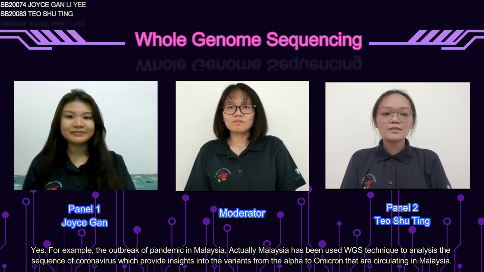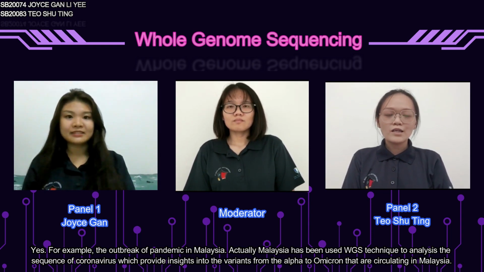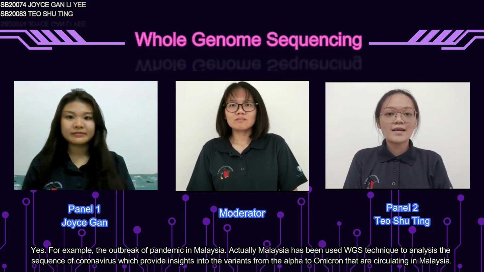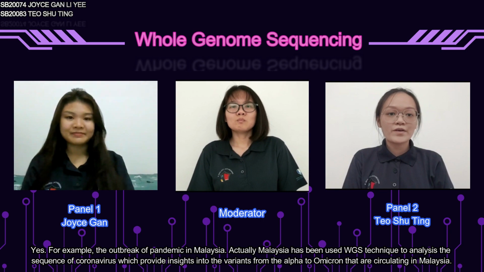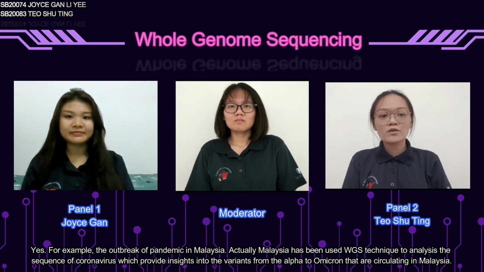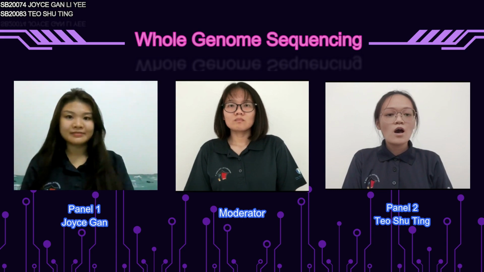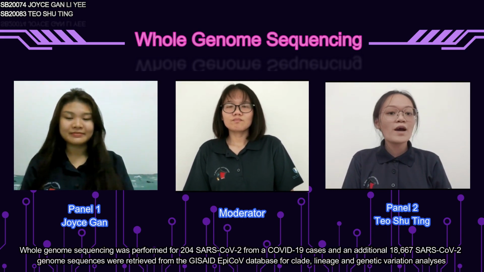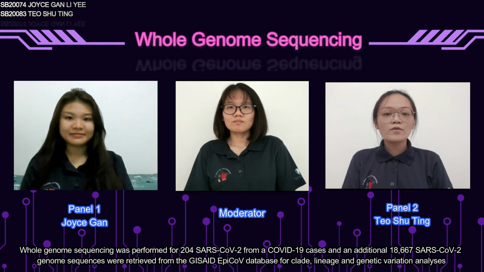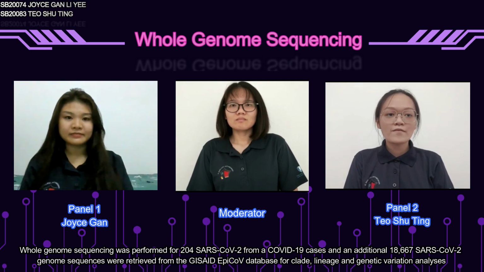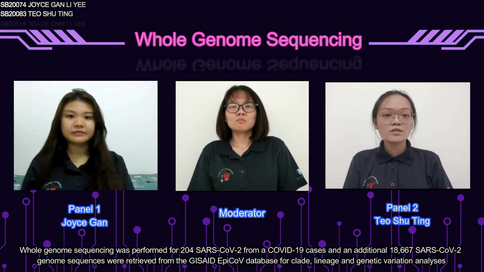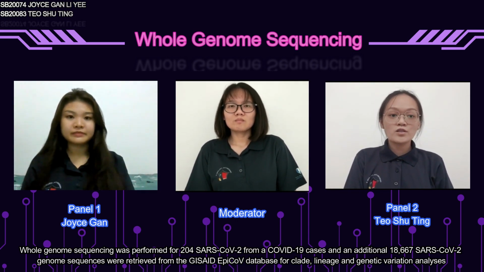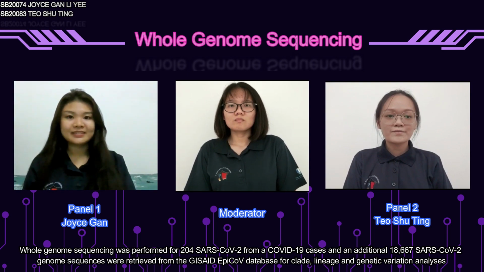Yes, for example, the outbreak of the pandemic in Malaysia. Actually, Malaysia has used WGS techniques to analyze the sequence of coronavirus, which provides insight into the virus from Alpha to Omicron circulating in Malaysia. Whole genome sequencing was performed for 204 SARS-CoV-2 from COVID-19 cases and an additional 18,667 SARS-CoV-2 genome sequences were retrieved from the GISAID database for clade, lineage, and genetic variation analysis.